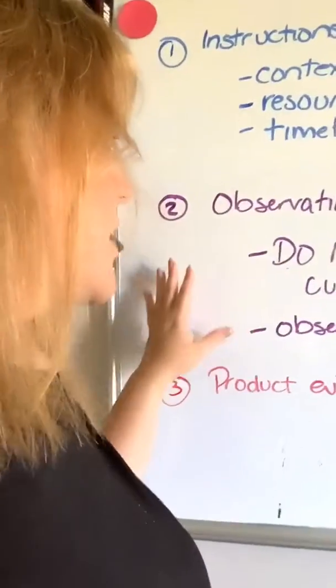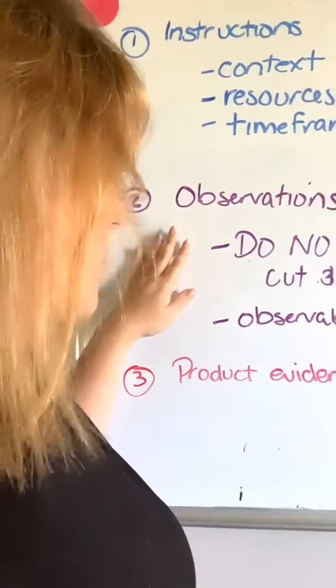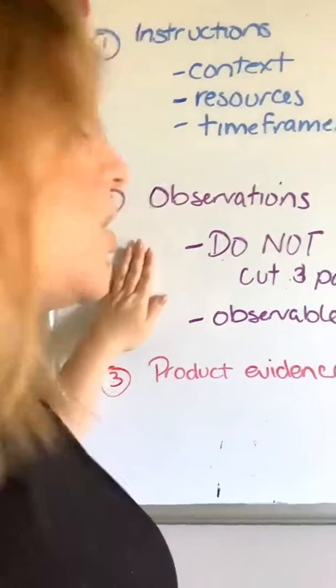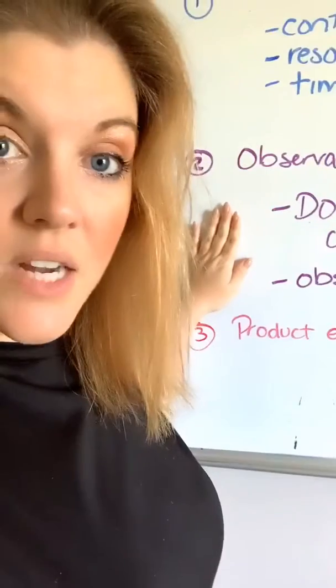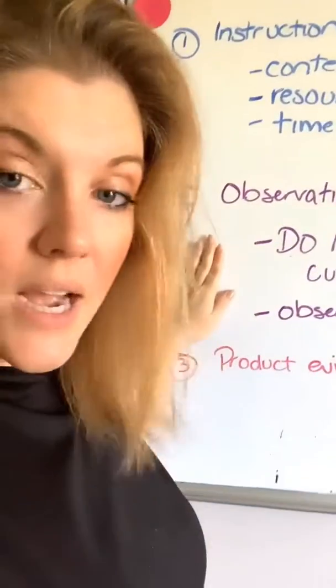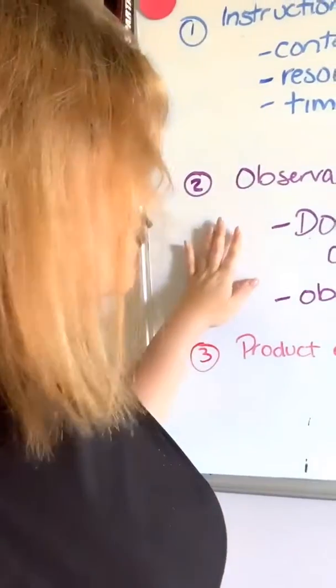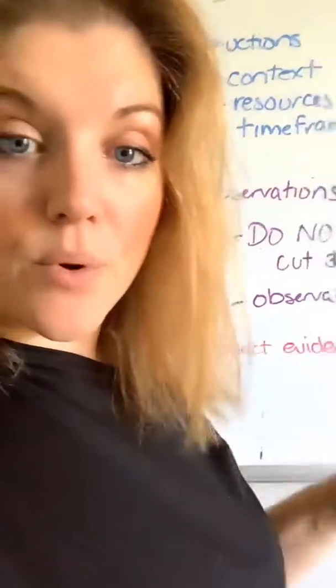So 2 rules for observations. Do not cut and paste the performance criteria. Okay, do not do that. It doesn't work. Auditors hate it. It will fail. And they have to be observable. One of the things I want to say, guys, is that when we cut and paste performance criteria, there's generally a lot that comes up in it that isn't really relevant, or that you were going to cover somewhere else.